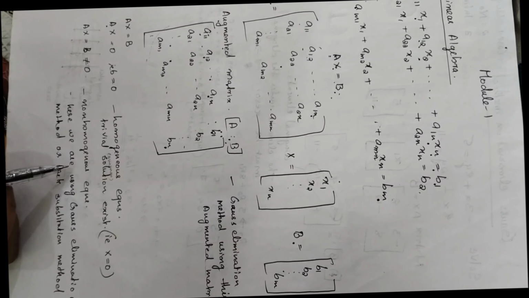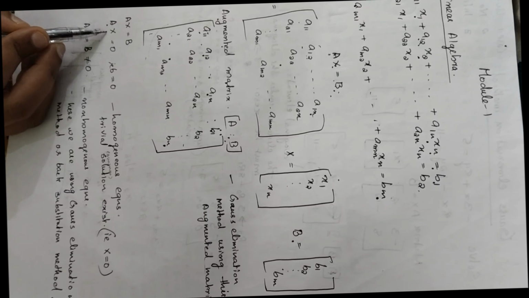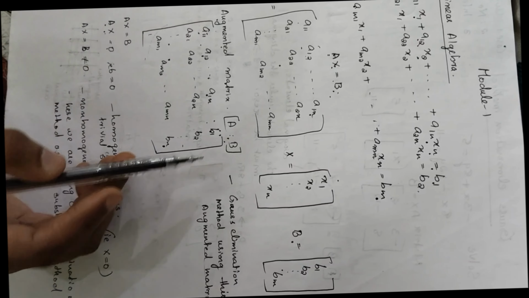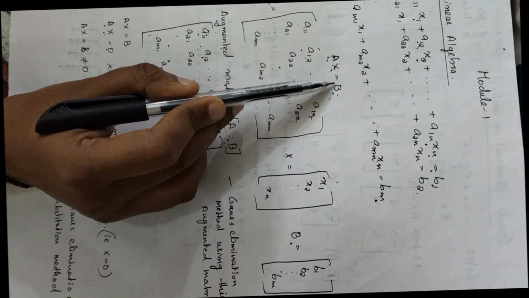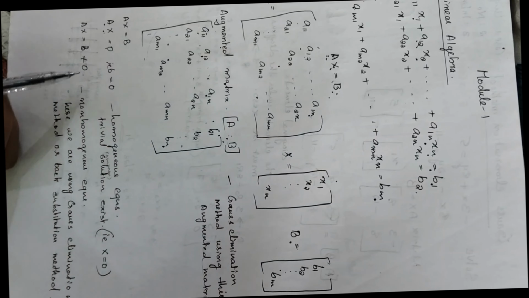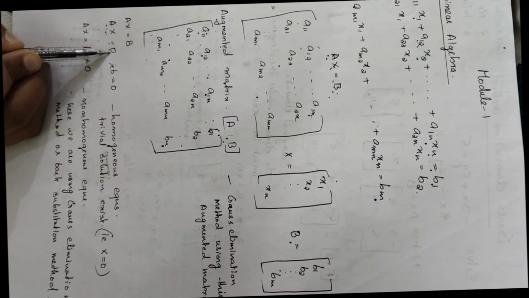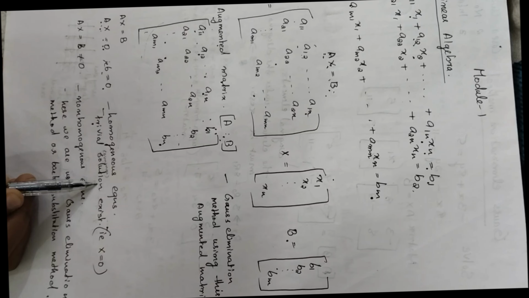Then we use two types of equations for solving this linear algebra. If Ax equal to B, and B is a zero matrix, we can represent it as Ax equal to 0. That means B is 0. This equation is known as homogeneous equations. These homogeneous equations have trivial solutions.